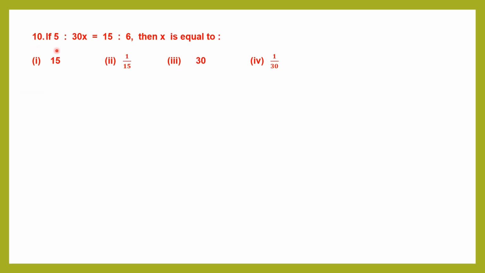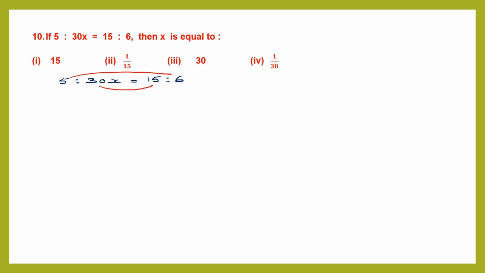Question 10. If 5 is to 30x is equal to 15 is to 6, then what is the value of x? One of these answers. So let's write down these two ratios. Here it's given to us that 15 is to 30x is equal to 15 is to 6. When two ratios are equal, we say that they are in proportion. In that case, we can apply the formula product of means is equal to product of extremes. So these are the extremes 5 and 6, and these are the means.